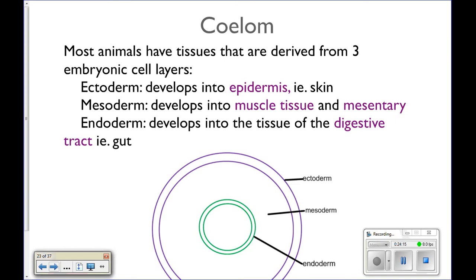Mesentery is going to be things that surround organs and kind of hold things in place, really.